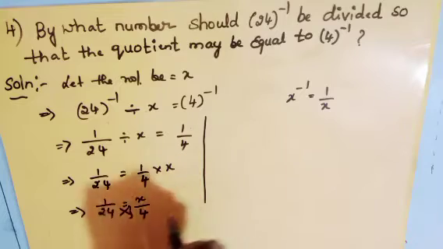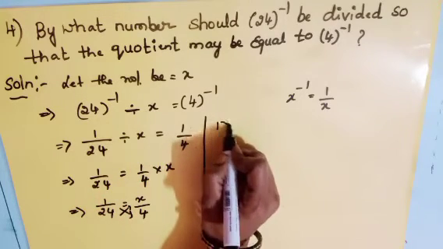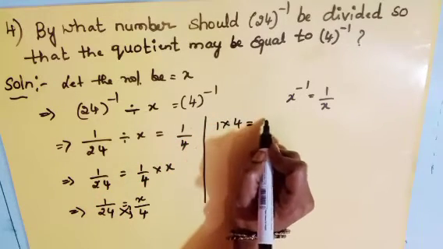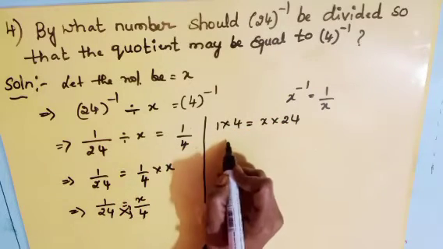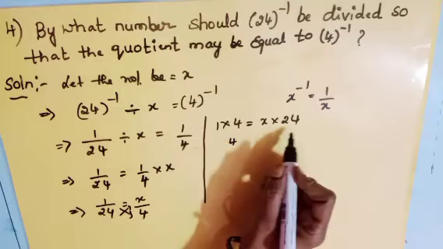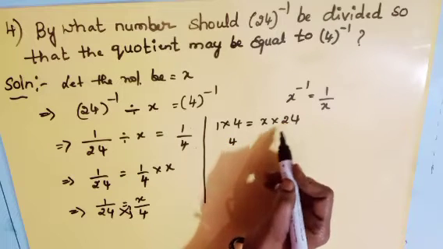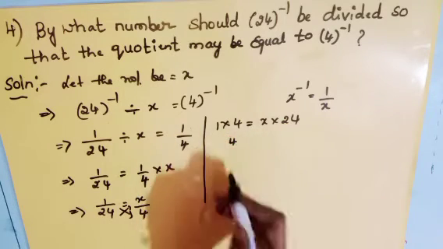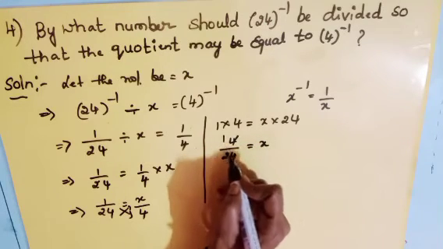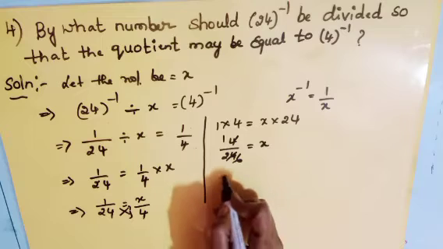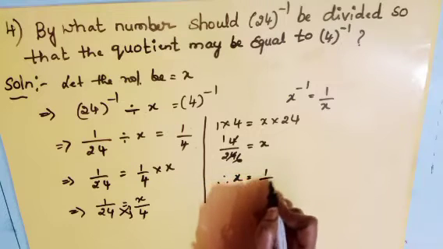So what we'll get here, 1 into 4 equals to x into 24. Next, 1 into 4 is 4. So let us bring this 24 to the left side. So it comes to the denominator, that is 4 by 24 equals to x. Next, 4 ones are 4, 4 sixes are 24. Therefore, the value of x equals to 1 by 6.